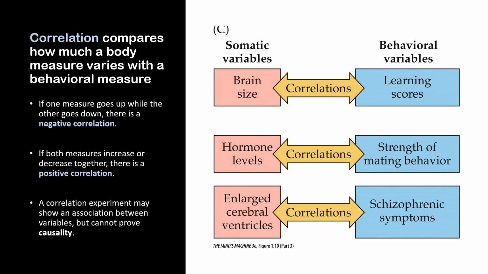The final approach used to examine brain behavior relationships is a correlational study. In a correlational study, the researchers make no effort to manipulate any variable and are only interested in seeing if a relationship naturally exists between variables.